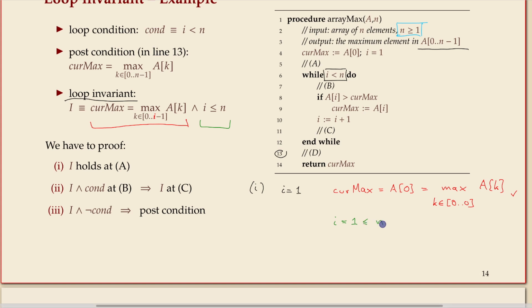So if I turn that around, it means 1 is at least n, and that means i is at most n. Sorry, 1 is at most n, and that means i is at most n, and that's what the loop invariant here says. Okay, so I've proven both parts of the loop invariant of this AND statement are true at position A in the code. And that was the first part of the template that we had to do. All right?